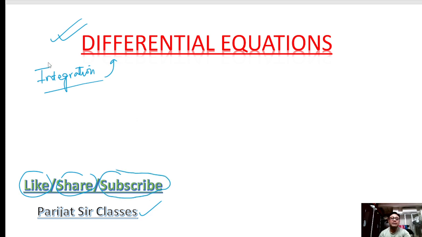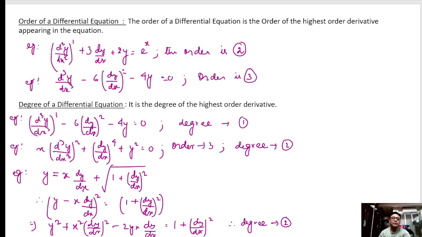So without wasting time, let us move ahead with differential equations. First thing we have to see is the order of a differential equation. What is the order of a differential equation? The order of a differential equation is the maximum number of times you have differentiated. See, I have differentiated here 2 times. This is 1 time, this is 2 times. So the order is 2.